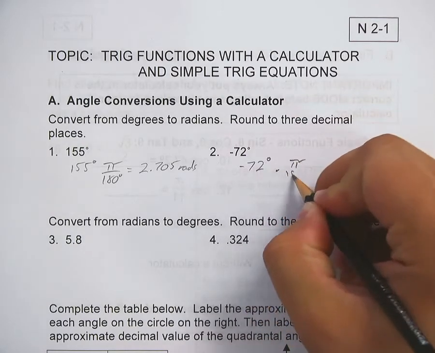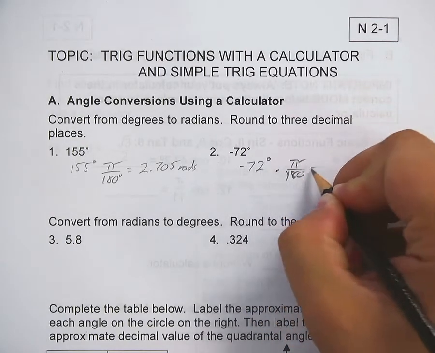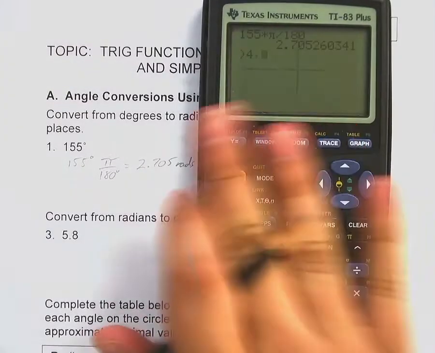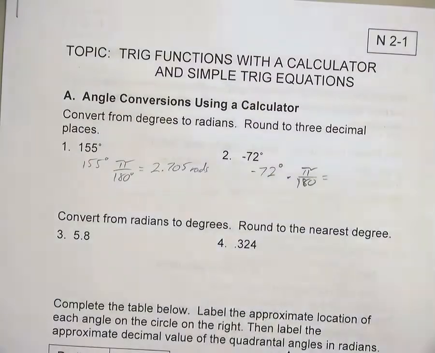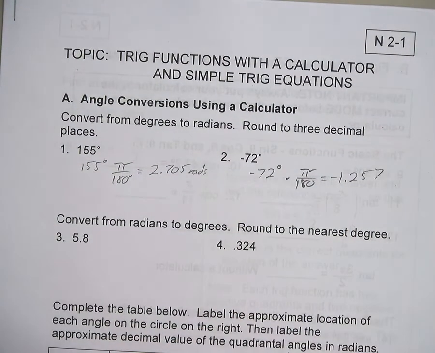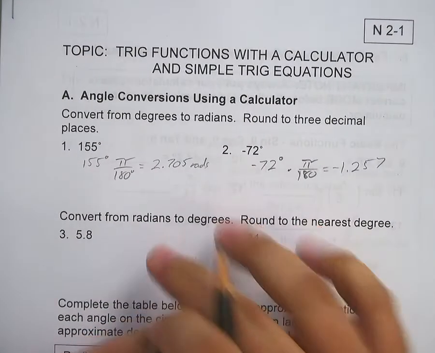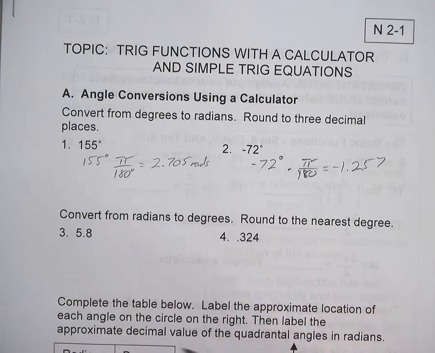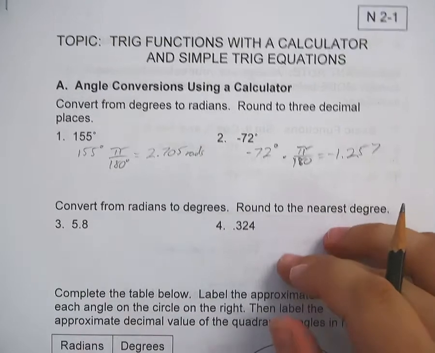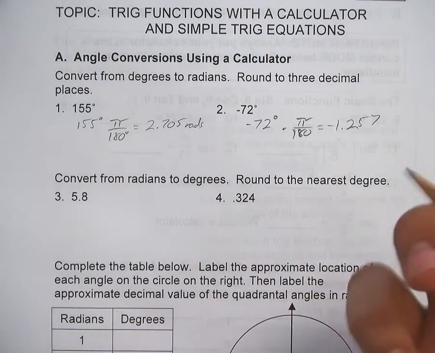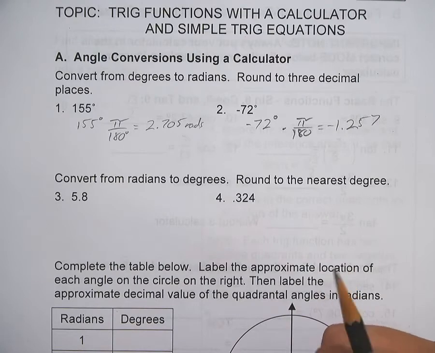So times pi over 180. Magic happens with the calculator, and you get negative 1.257. So you're not really concerned about leaving it in terms of pi, and that's okay because we're rounding for decimal places. So anytime you see round to 3 decimal places, or round to the nearest decimal place, whatever it is, use your calculator, just punch it out.